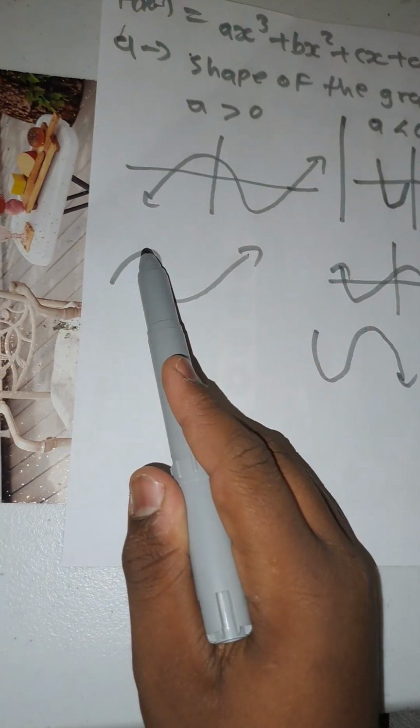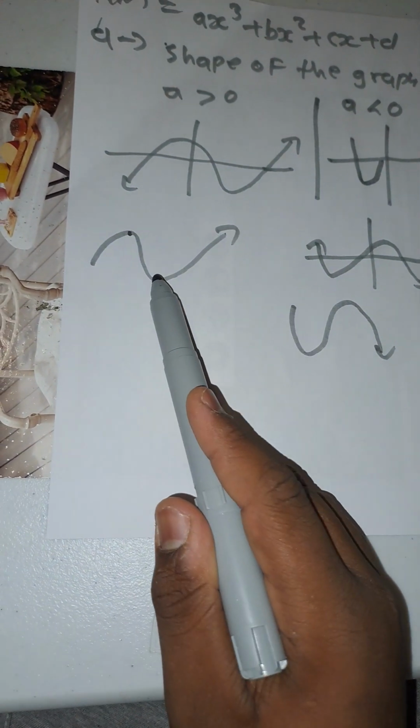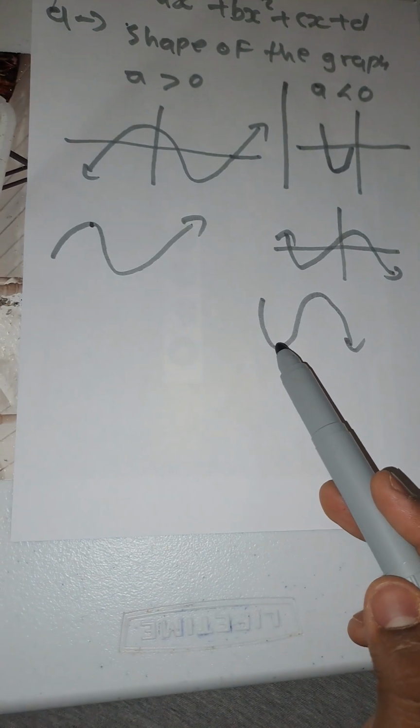Okay, so what do I have? A local maximum. What do I have? A local minimum. But what do I start with? Local minimum to local maximum.